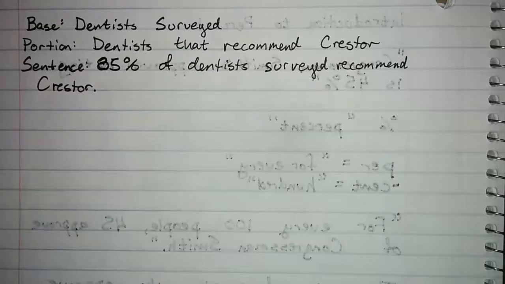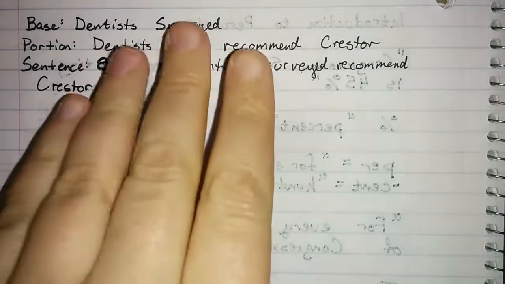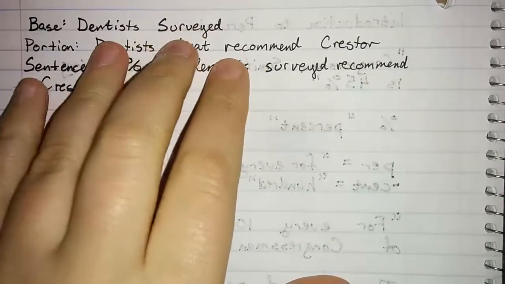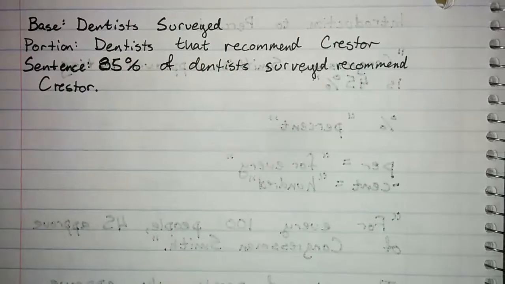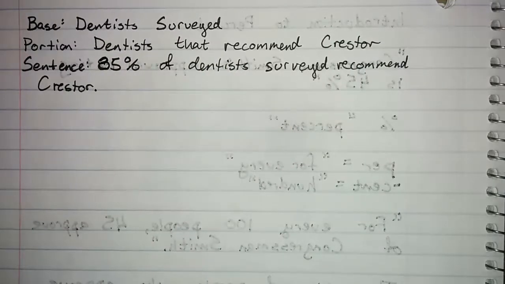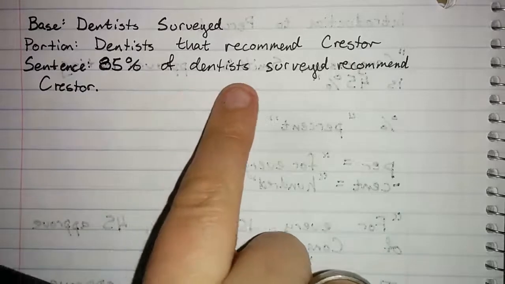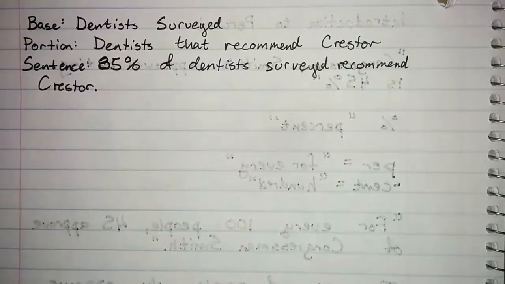So here's the kind of context where we might encounter a percent. We have a situation where the base is a group of dentists that were surveyed, and the portion is those dentists out of those surveyed who recommend Crestor toothpaste. We might describe the situation by saying 85% of dentists surveyed recommend Crestor.